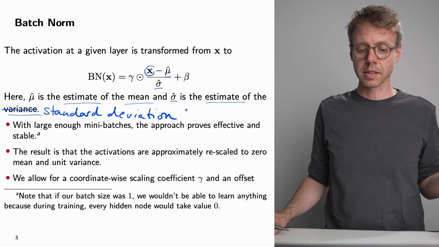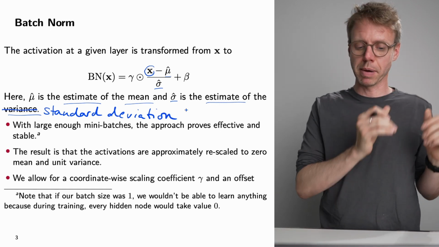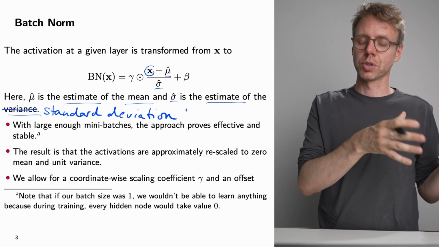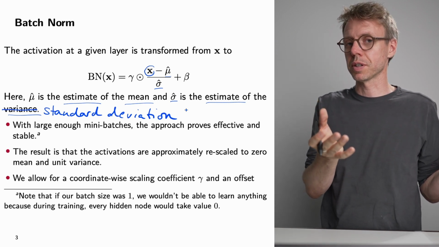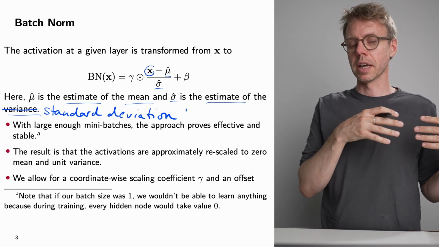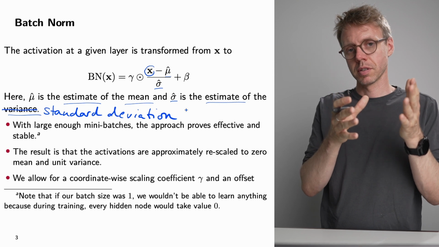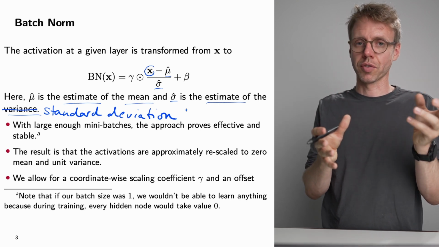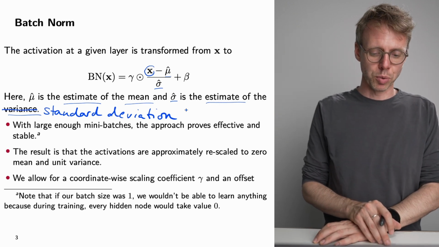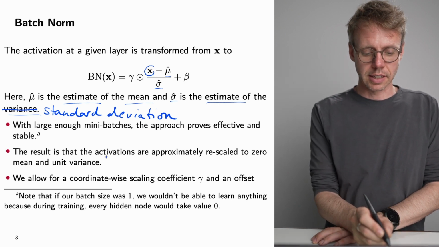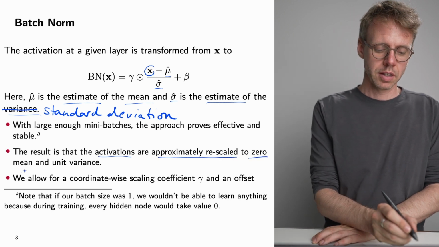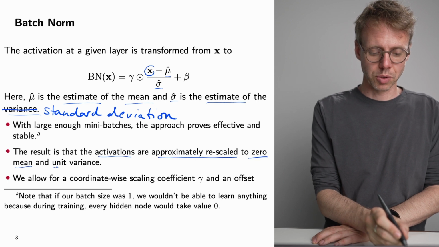How do we estimate this? Well, by using a single mini batch. So for one mini batch, we compute mu, so the average over the values of this mini batch, and sigma hat, 1 divided by n minus 1 times the sum of squares of the values minus their estimate of mu. And the result is that the activations are approximately rescaled to 0 mean and unit variance.